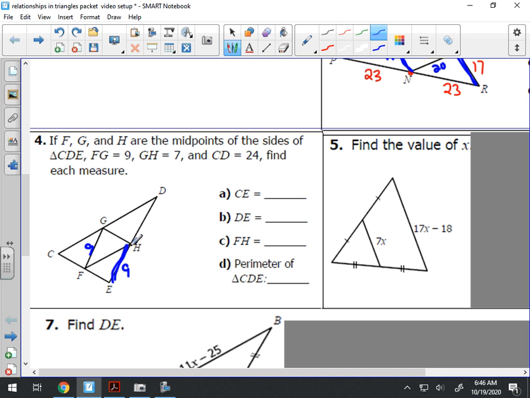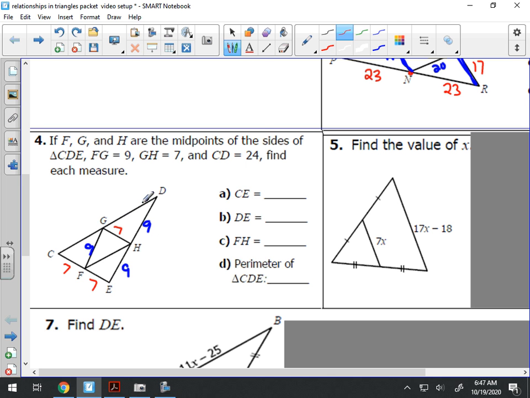And H is a midpoint, so this piece has got to be 9. Okay? All right, so let's pick a different color. G to H is 7. That means the line parallel to that is equal to that. That would be FE. And F is a midpoint, so that means CF is also 7.